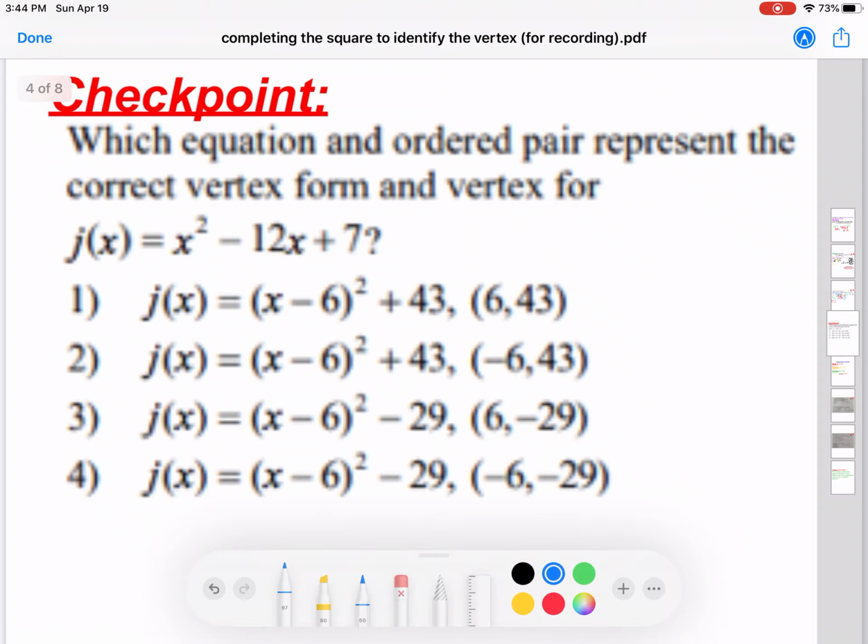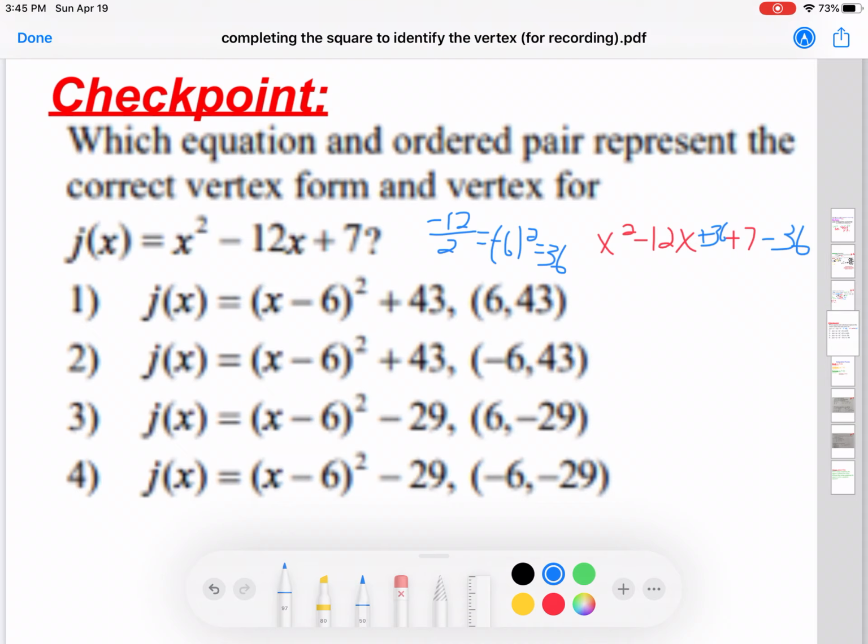Okay, so to go over our checkpoint question, your first step, you should have spaced out the positive 7. Half square share is our next step. So if we take half of -12, that's -6. -6 squared gives us positive 36. So we're going to add 36, and then to balance that out, we're going to subtract 36.